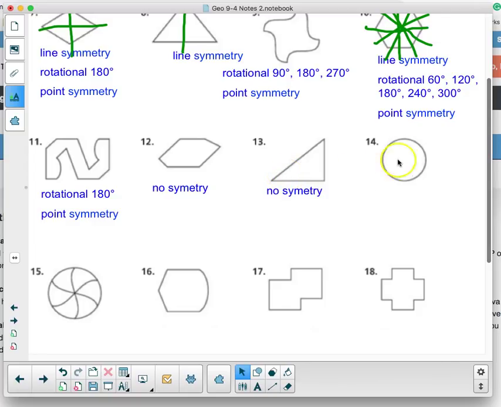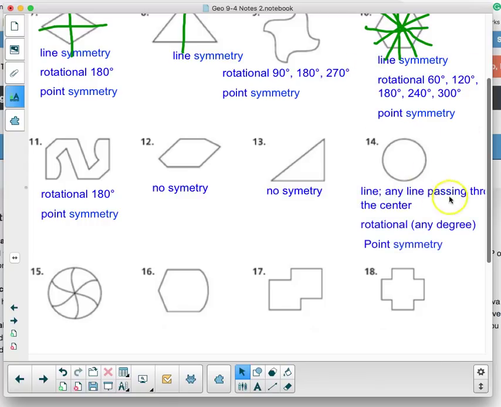A circle has an infinite amount of rotational symmetry. So it will have point symmetry because any degree works in a circle. Any rotation, 1 degree, half a degree, 180 exactly, 90, 60, 20, 45, all work, it comes back to itself. Point symmetry, therefore, and line symmetry, an infinite number of lines will go through that. So that's kind of an interesting deal. Any line passing through the center will work. Rotational, any degree, and point symmetry, because any degree covers 180 exactly.